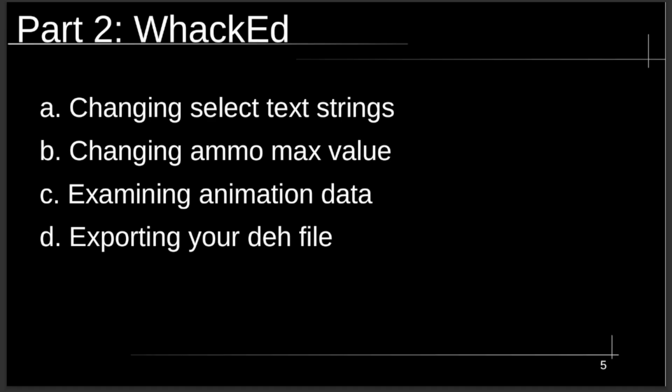Welcome to Chapter 3. This time we'll be jumping into WADCED and making a couple of small adjustments as well as looking at the program's more broad capabilities. What we'll be doing is changing select text strings, which means item pickups, kind of your UI text. Changing ammo max values, so you can make adjustments to those things, like if you want your capacity for shotgun to go down because it's too much, you can do that. If you want to increase it, whatever you want. Examining animation data. And lastly, exporting your DEH file.